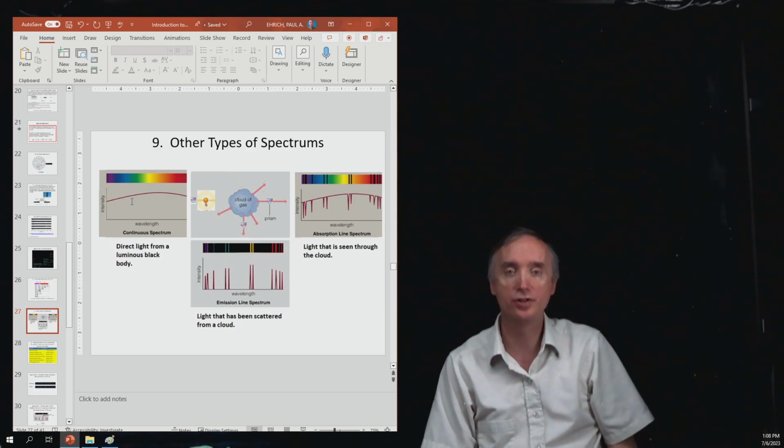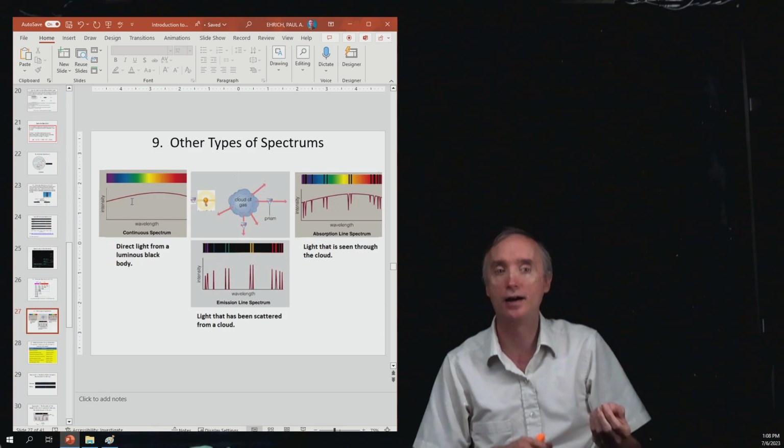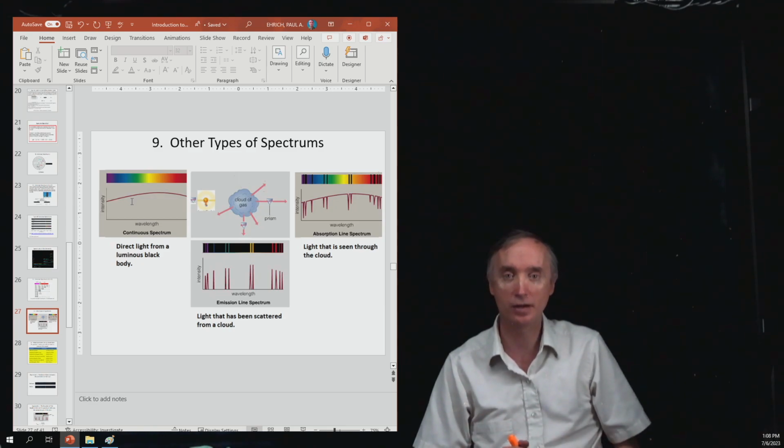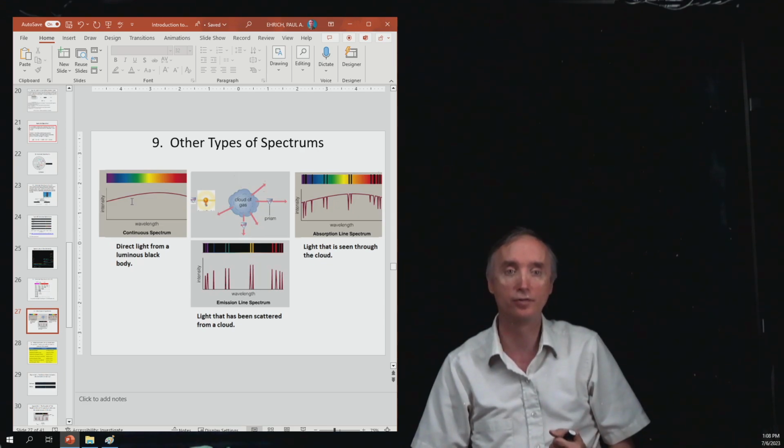Alright, so we have just finished talking about emission spectrums, but atoms can also produce two other kinds of spectrums called the absorption spectrum and the continuous spectrum. And so what I want to do is to illustrate to you how those other kinds of spectrums are going to be generated. And so I'm going to reproduce this chart over here.